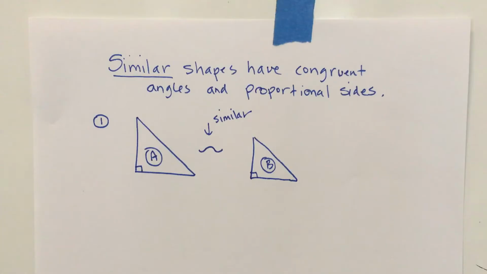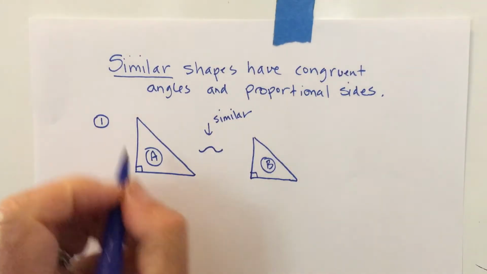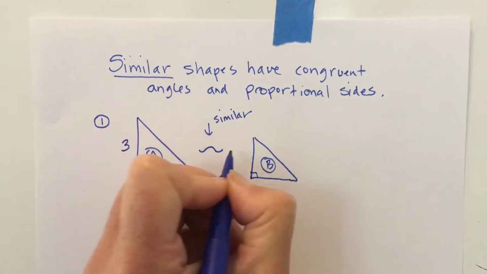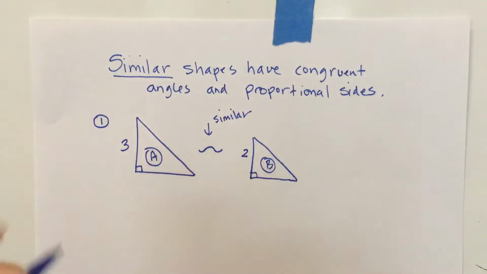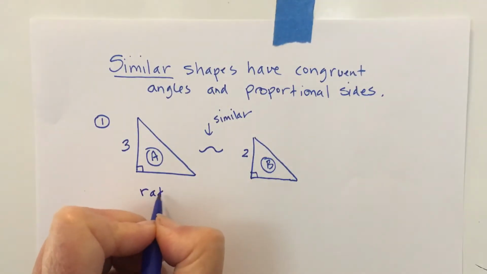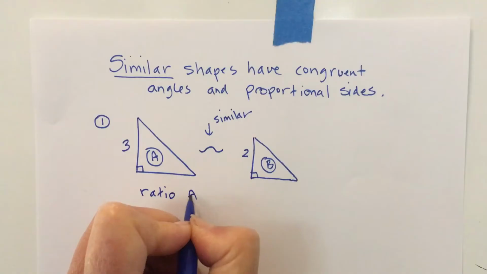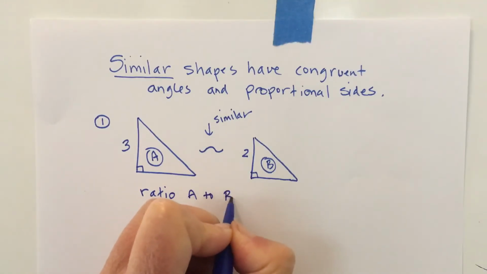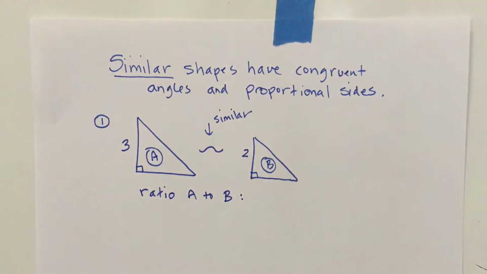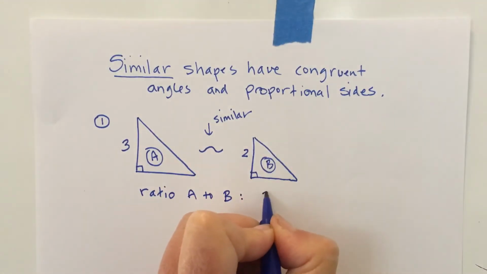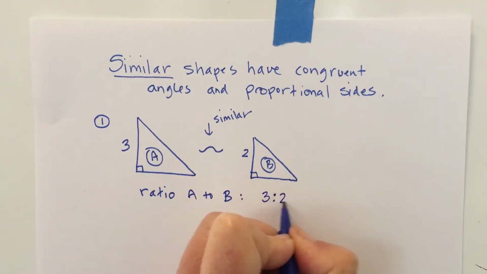Okay. All right. So this is the question I'm going to ask you. I'm going to put like a 3 here and a 2 here. So obviously this one's smaller than this one. And I'm going to say, what is the ratio of shape A to shape B? When you do that, you just list A first. So the ratio of A to B would be 3 to 2.